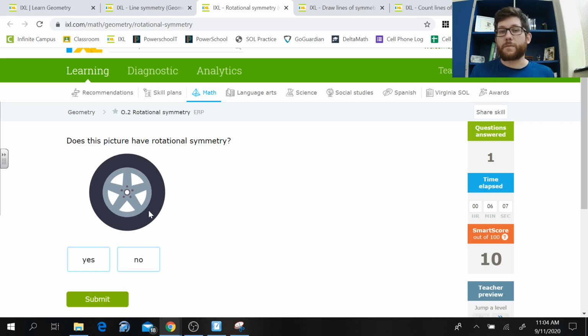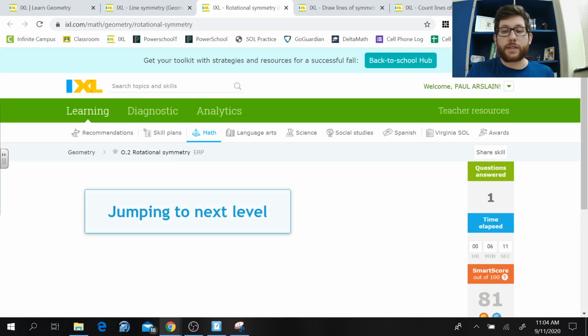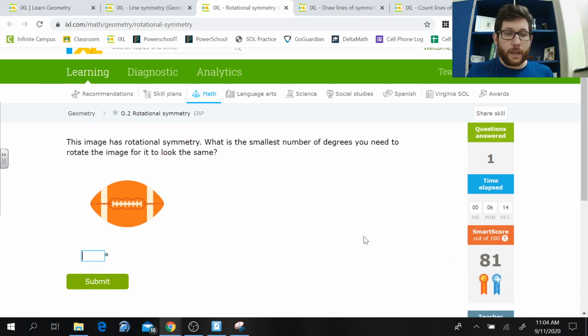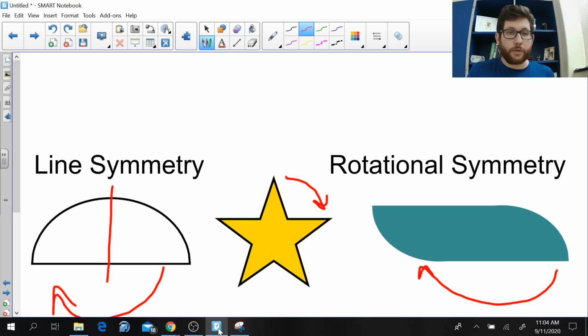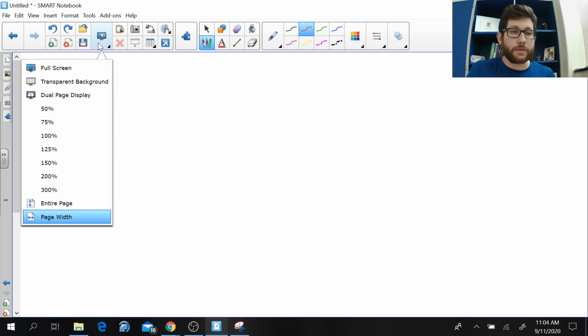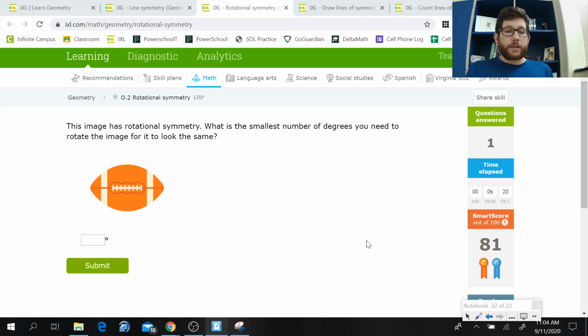Now the hardest part that students have with this lesson is actually on this IXL. Towards the end, it asks questions like this. Now let me go back here and set this up so I can write on this. So it asks, this has rotational symmetry. What is the smallest number of degrees you would need to rotate this image for it to look the same?